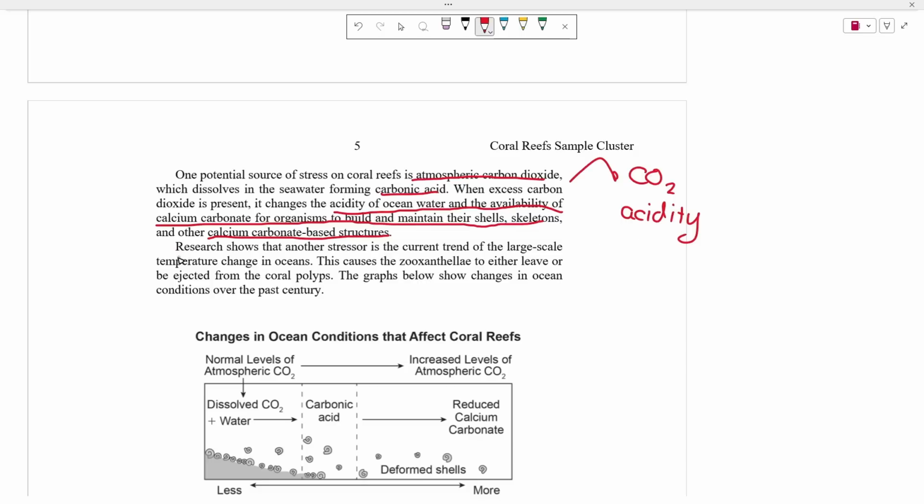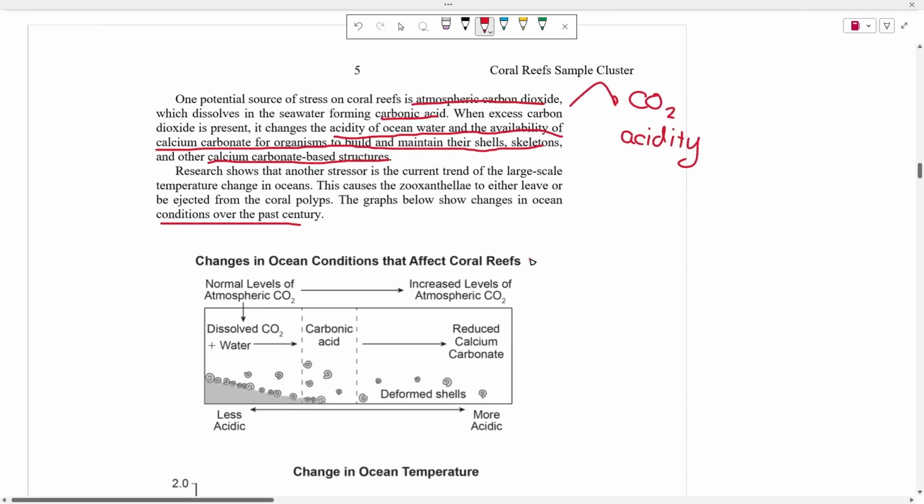Then it follows up by saying that research shows that another stressor is the current trend of large-scale temperature increase in the ocean. This causes the zooxanthellae to either leave or be ejected from the coral polyps. The graph shows the changes in ocean conditions over the past century. So here we have two diagrams that are going to explain these two trends, or these two stressors. The first two stressors are CO2 and acidity. The third stressor is going to be temperature.